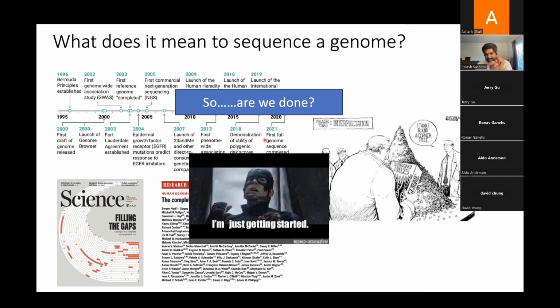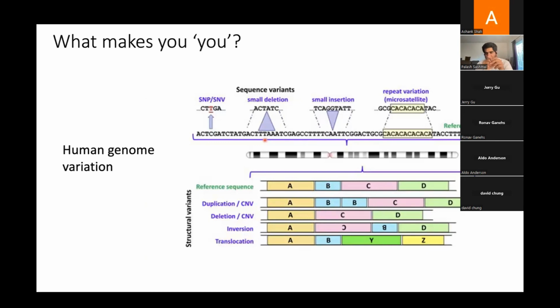But those human variations are actually very important. Those variations are what make you, right? There are different kinds of these variations, and a lot of the different diseases actually happen because of these small variations, certain kinds of variations.